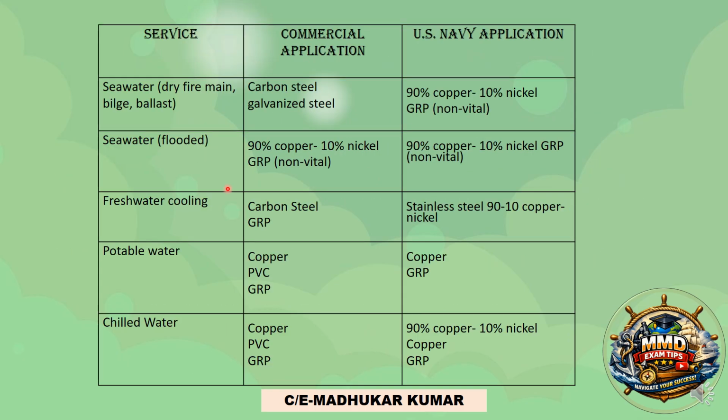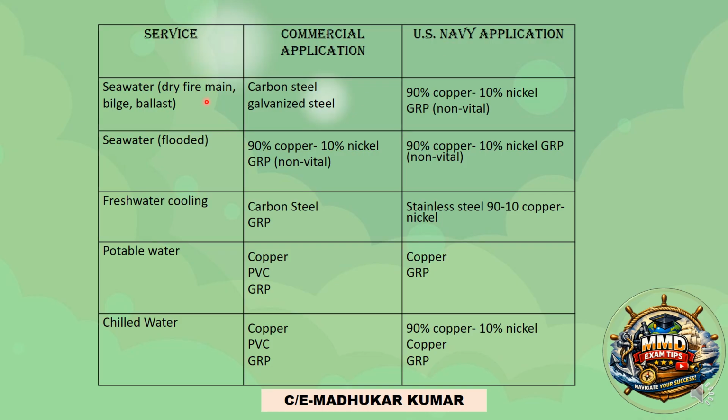Here we can see this is the chart. In this one, the first column talks about your service, where it is utilized. Second is your common application, and this is the US Navy application and the percentage of the materials, separate metals which are being utilized.